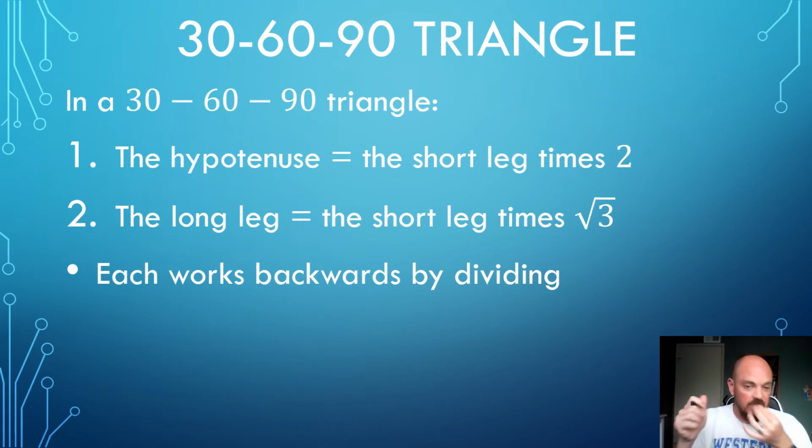A good way to think of it is they're all related, but it's easiest if you can find that short leg first. Short leg times 2 gives you the hypotenuse. Short leg times radical 3 gives you the longer leg. To get from the longer leg to the hypotenuse, it's easier to use the shorter leg. Don't try to go straight from one to the other. So let's look at a couple examples of this.